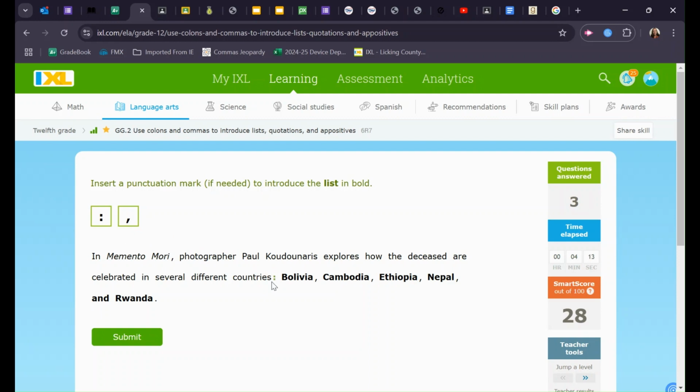Paul Koudenaris, I'm sorry if I'm saying your name wrong, looks Greek and I don't know Greek, explores how the deceased are celebrated in several different countries. And here's what they are. Is it a Greek name? I don't know. Why am I adding this commentary? It doesn't make sense.